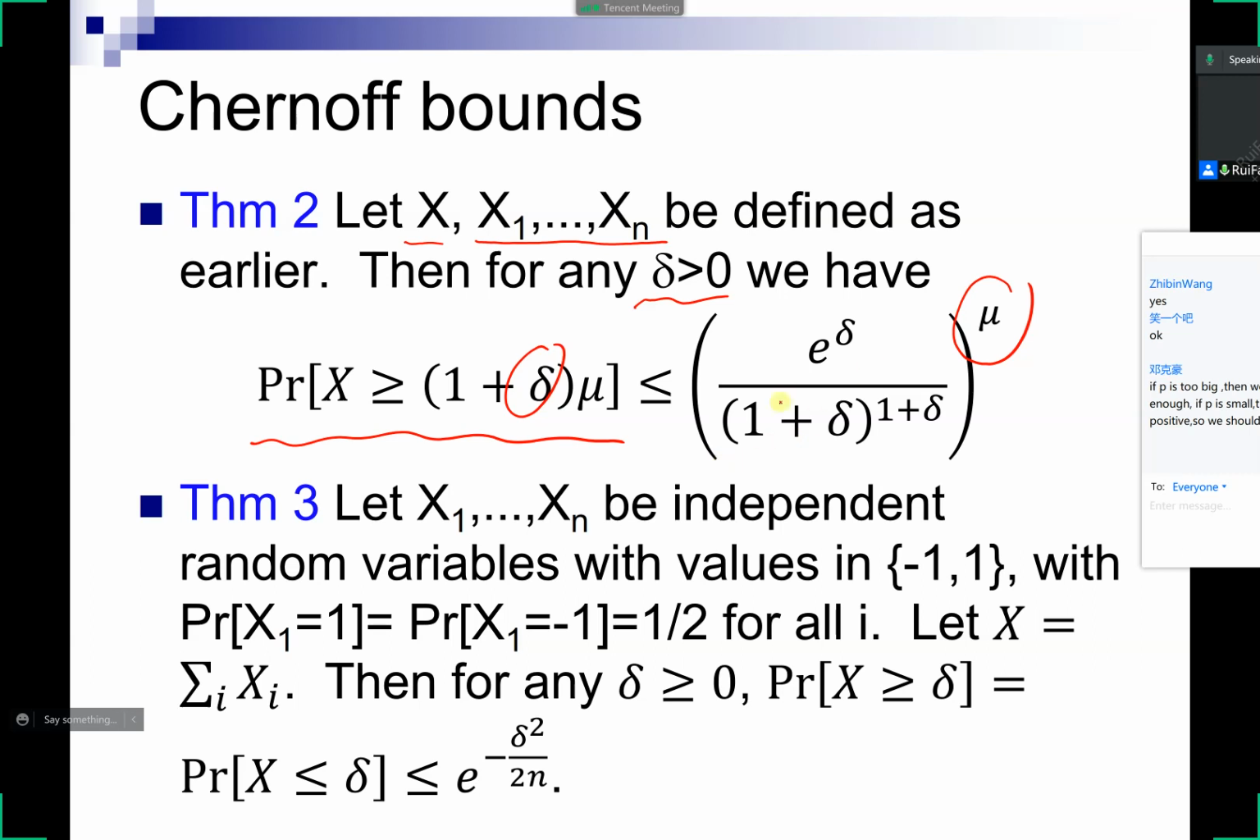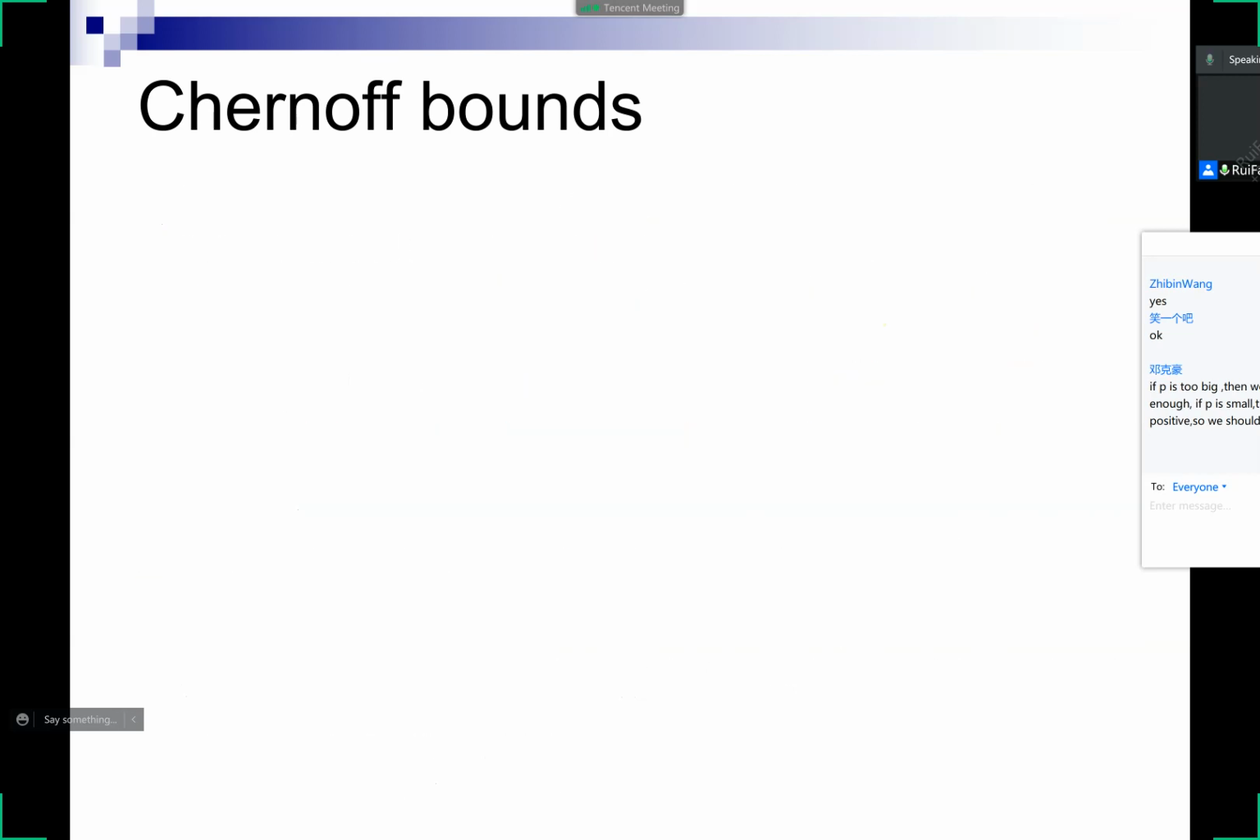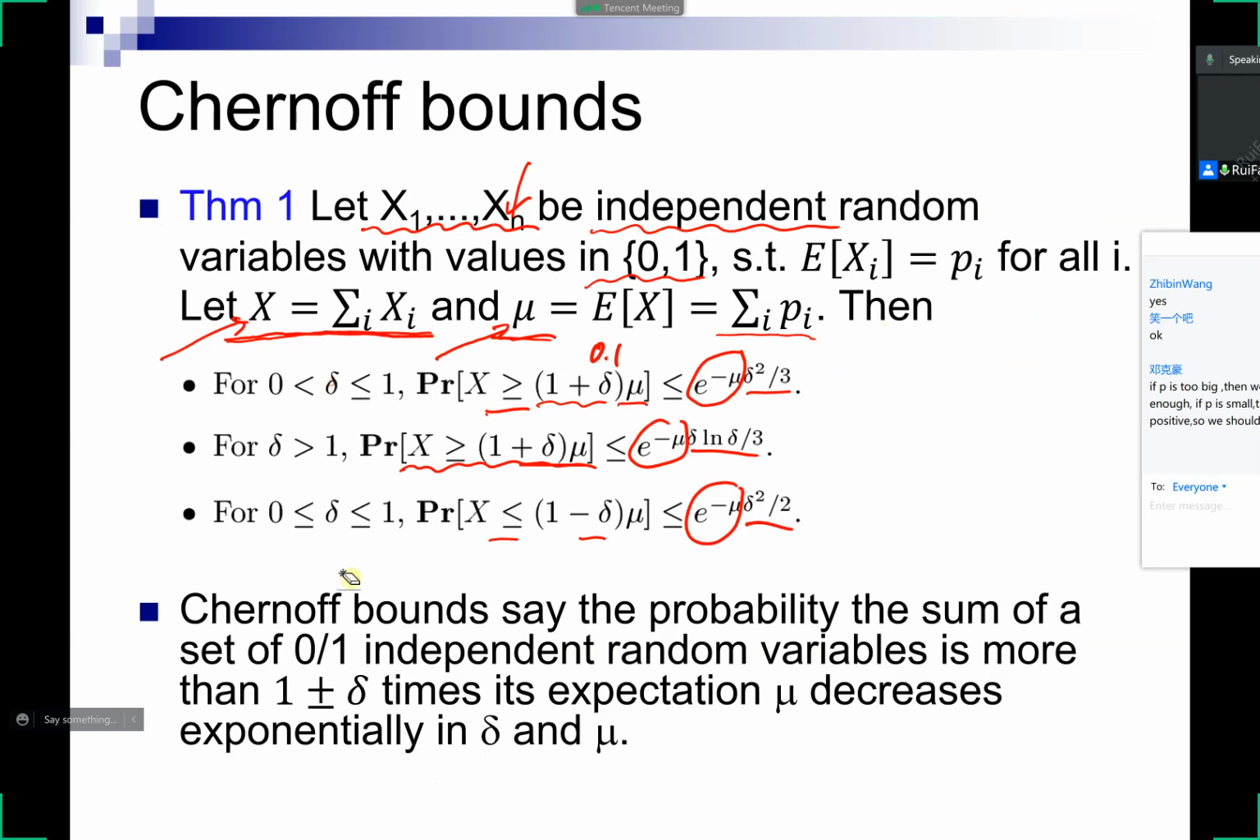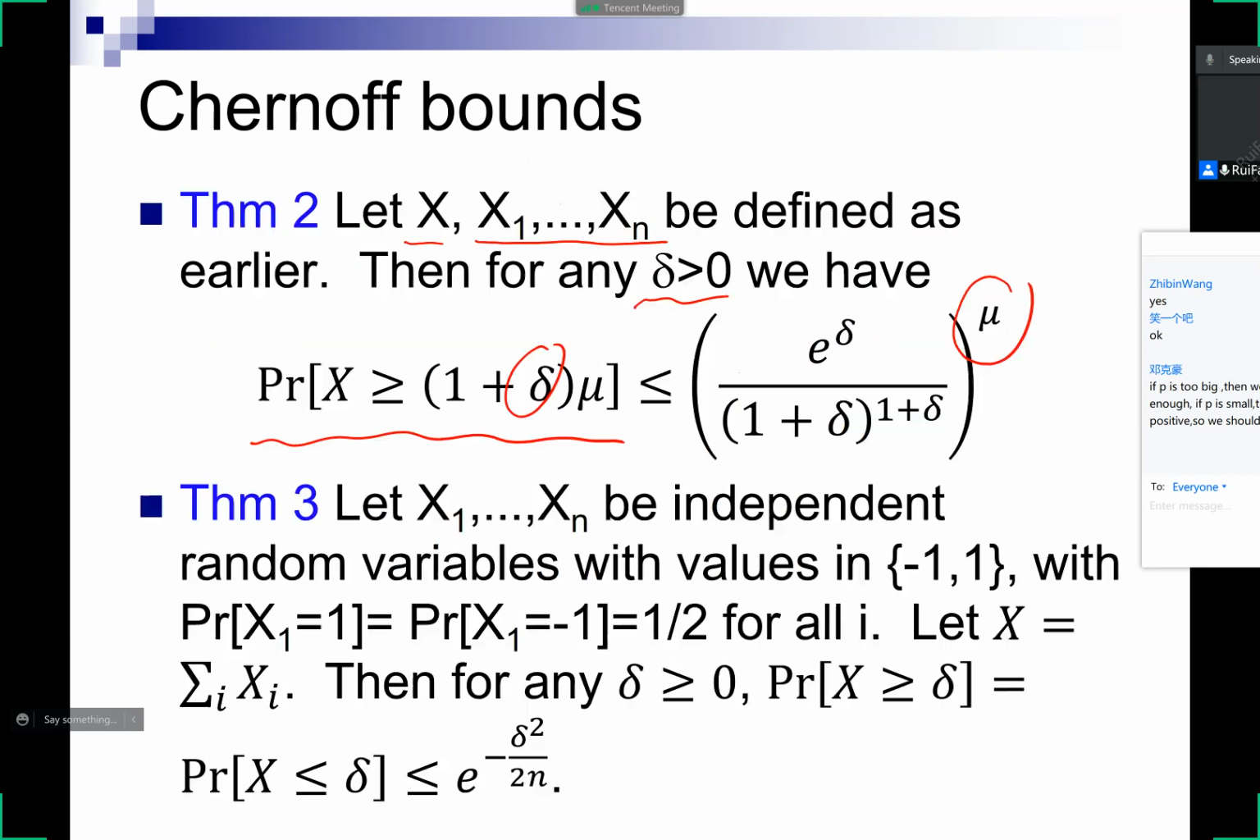If you plug in different values for delta, you can imagine that you're going to get all of these different forms of the Chernoff bound. So basically, theorem 1 is a special case of theorem 2 for different values of delta. Okay, and then we'll talk about one final form of this Chernoff bound.